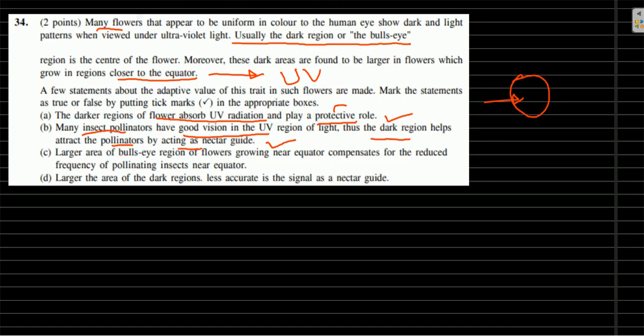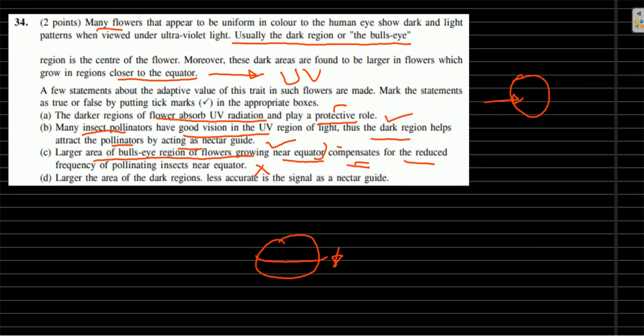Third: the larger area of the bull-eye region of flowers growing near the equator compensates for the reduced frequency of pollinating insects near the equator. Basically, this statement is wrong. The larger area of the bull-eye region of flowers growing near the equator, okay, larger will be the bull-eye region, compensates for the reduced frequency of pollinating insects. Till here the statement is right. But see from here, compensate for the reduced frequency of pollinating insects near the equator. It is saying that pollinating insects near the equator are fewer, so the plant has evolved that mechanism.